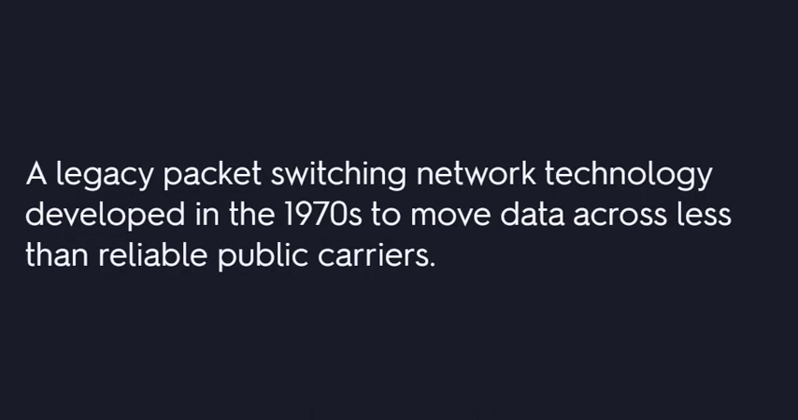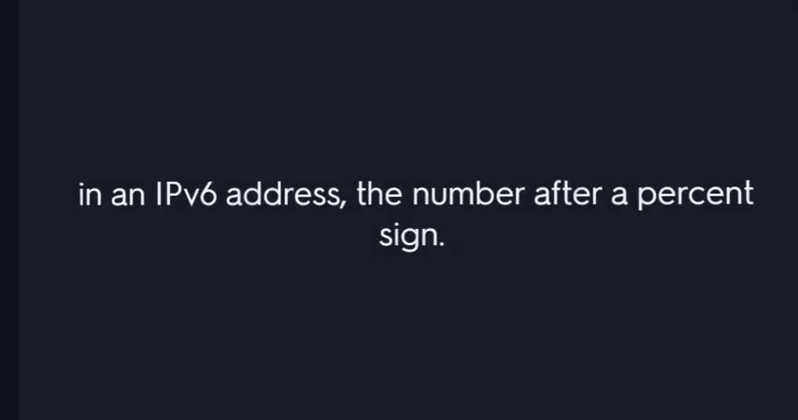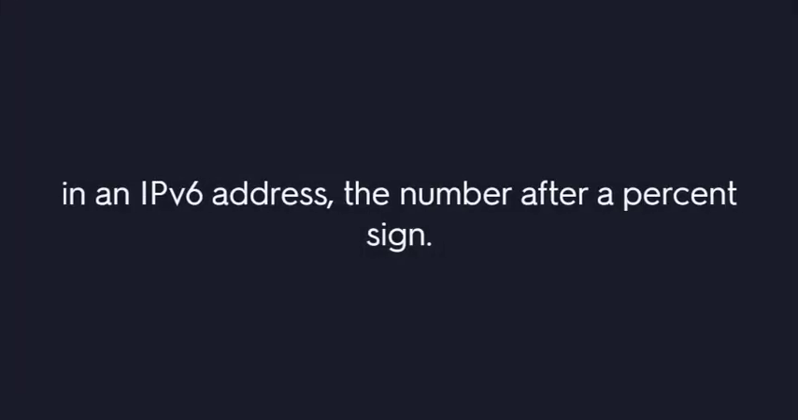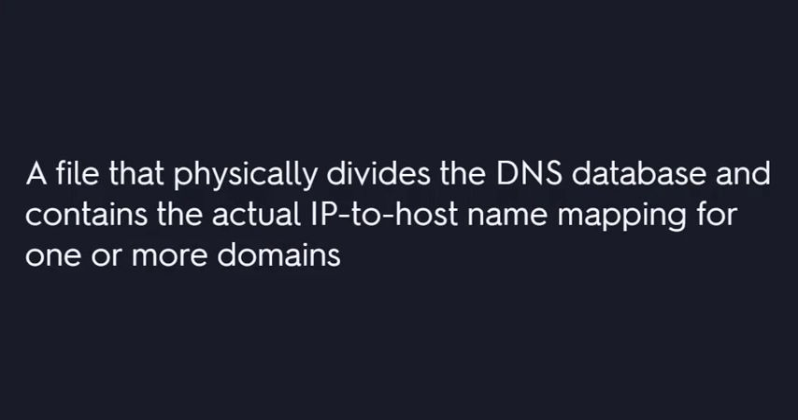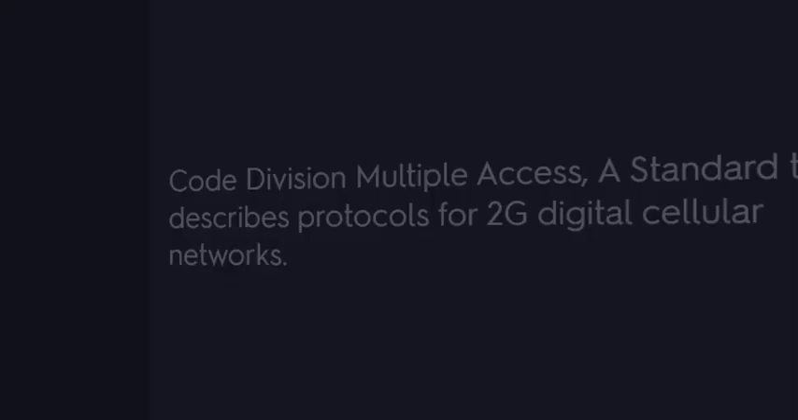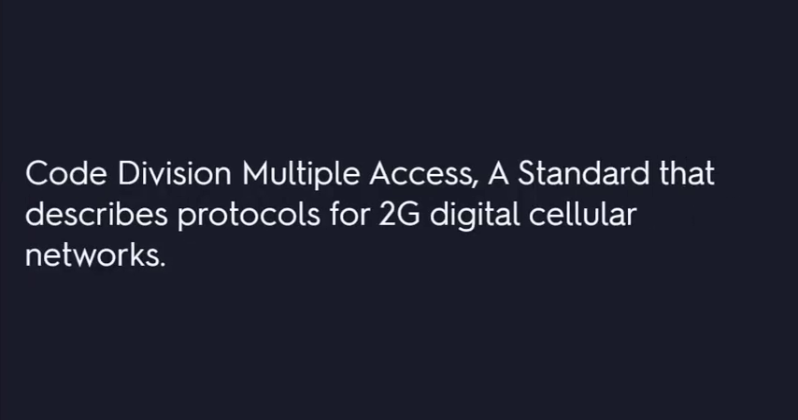X Window System. A legacy packet switching network technology developed in the 1970s to move data across less than reliable public carriers. X25. In an IPv6 address, the number after a percent sign. Zone ID. A file that physically divides the DNS database and contains the actual IP to hostname mapping for one or more domains. Zone. Code division multiple access, a standard that describes protocols for 2G digital cellular networks.